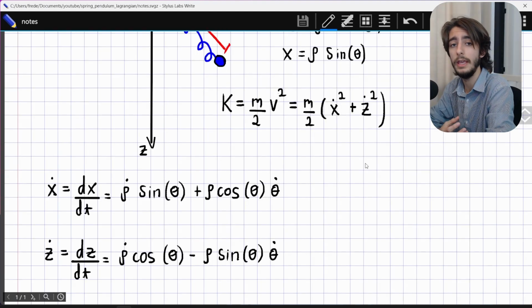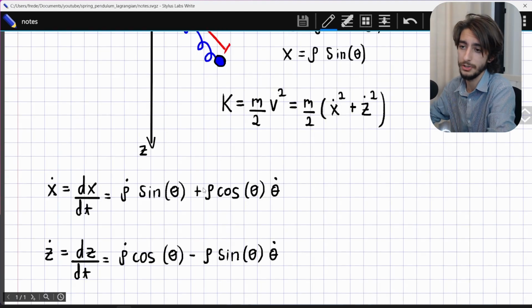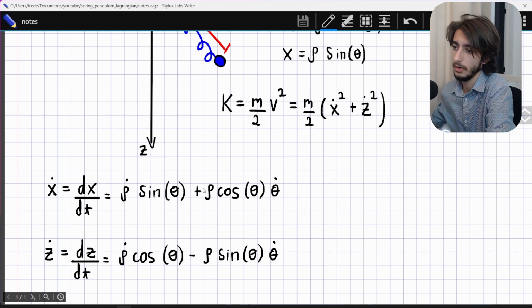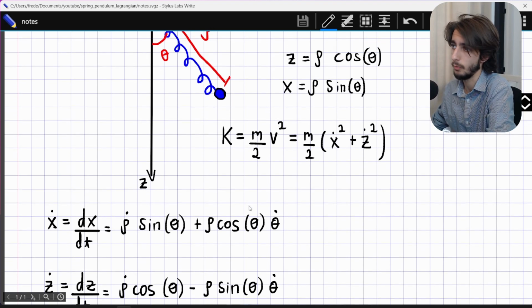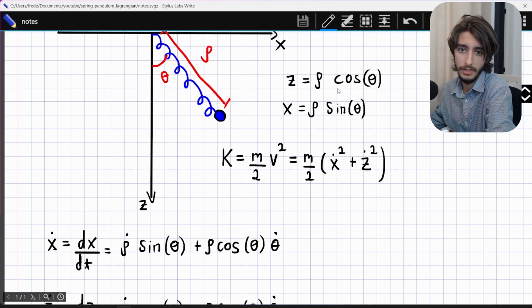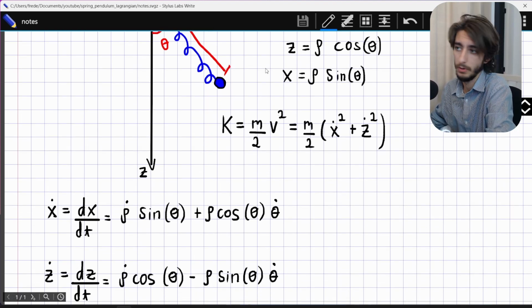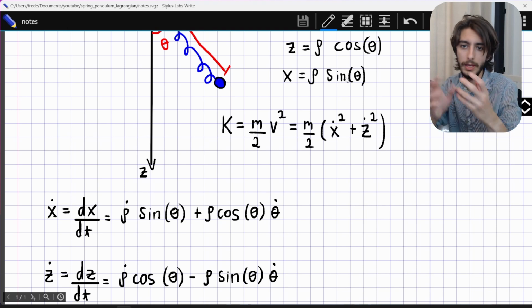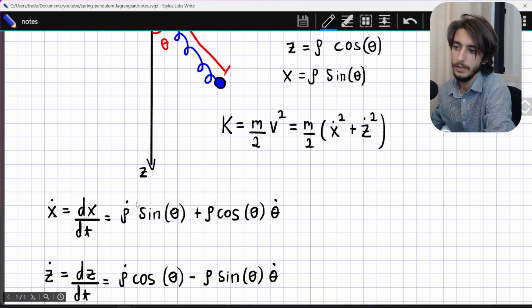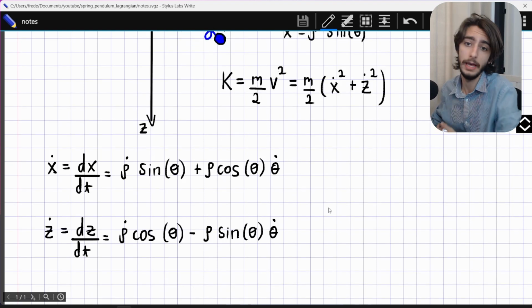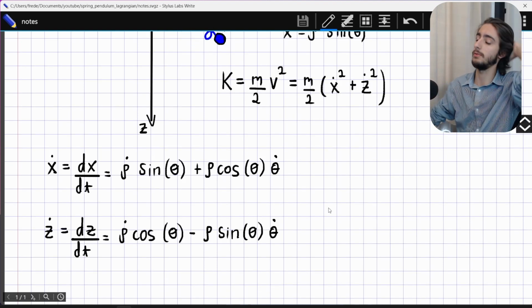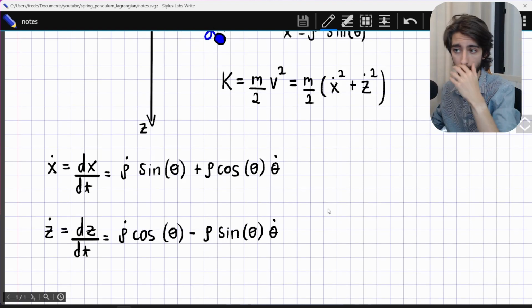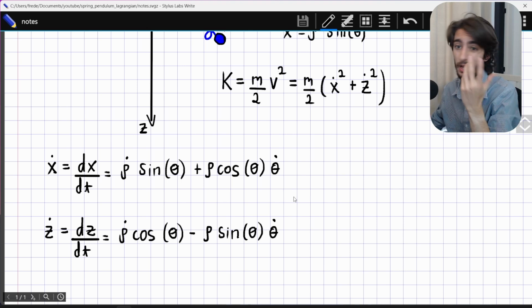Because it's going to be easier to work in polar coordinates, I wrote explicitly the expressions for x dot and z dot with respect to our polar coordinates, right? Which just means I took this definition here and differentiated it with respect to time. You get a product rule, so you have rho dot sine theta plus rho cosine theta theta dot. Again, if I'm skipping too many steps, or if I'm going too fast, just let me know. I can also do some videos on calculus maybe.